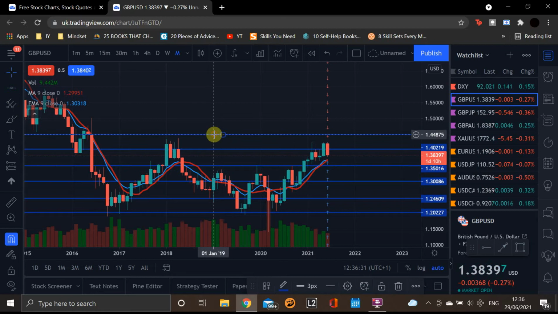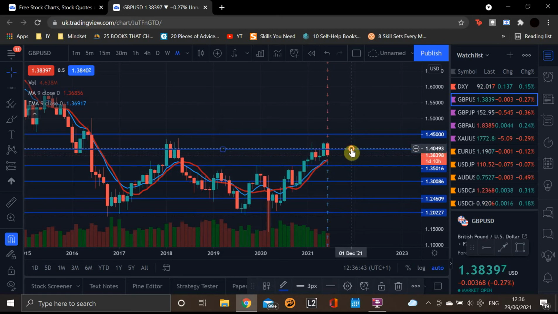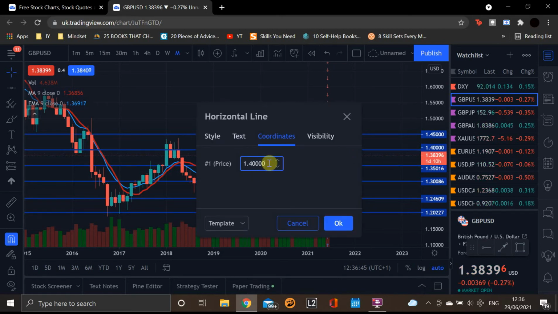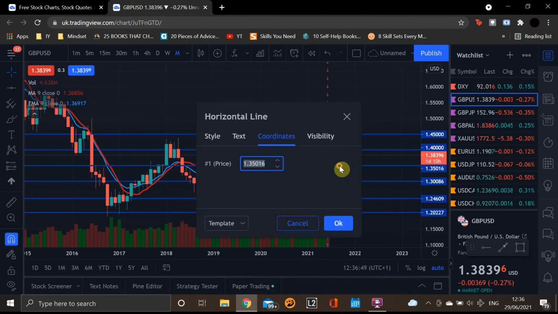145. Just because it seems to be reaching halfway at that point. 140. 135, 130, 125, 120.